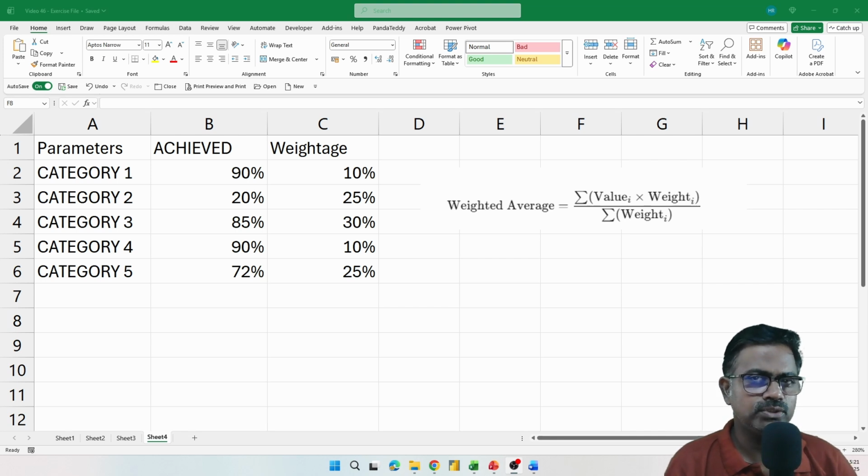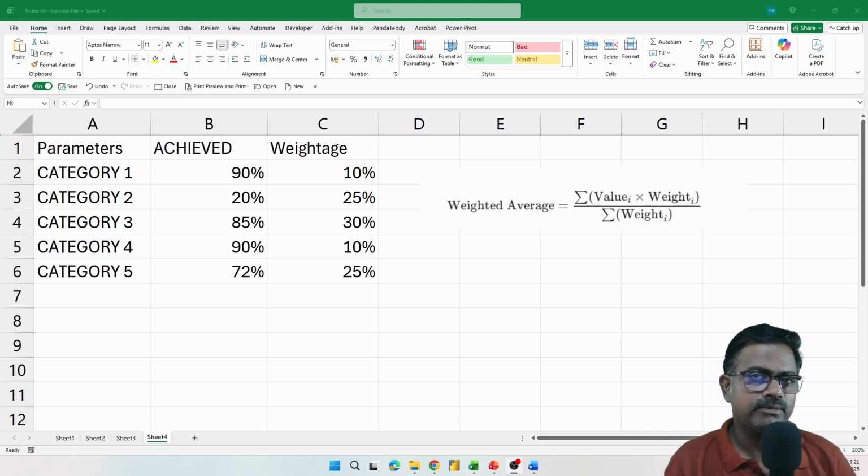Before we get into a couple of corporate examples and the importance of weighted average, let me first give you clarity with a very simple example. How do you calculate weighted average, and how is the weighted average different compared to the normal average? So let's take this particular table we have in front of us.